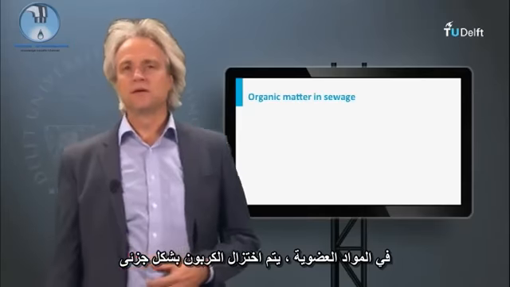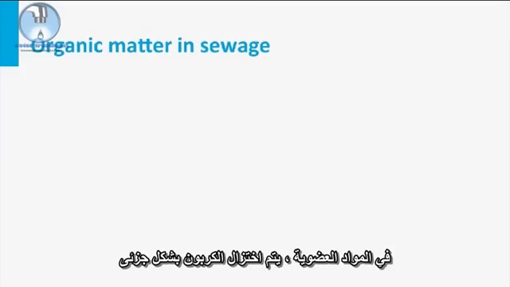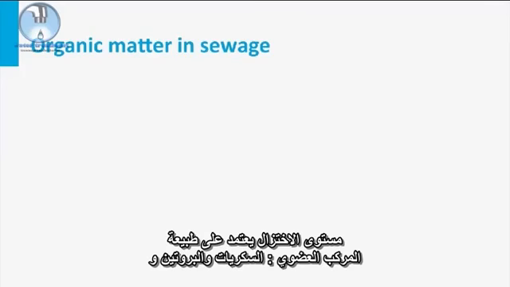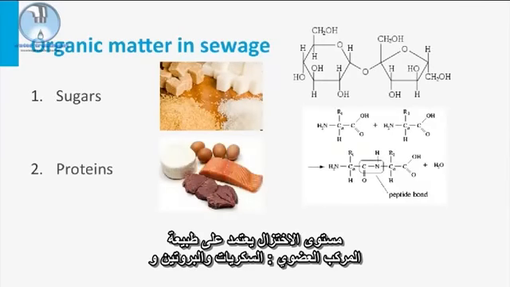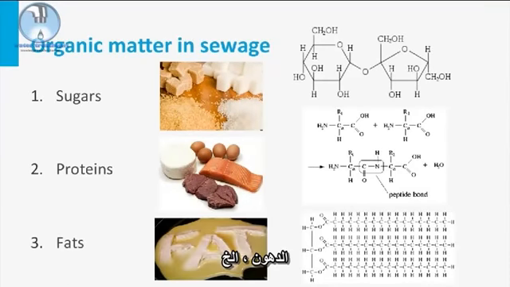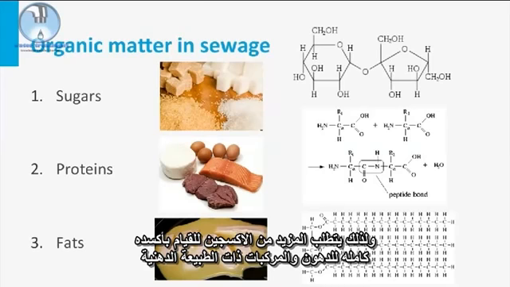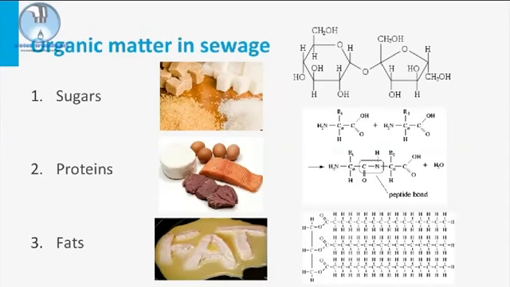In organic matter, the carbon is partly reduced. The level of reduction depends on the nature of the organic compound: sugars, proteins, fats, etc. Fats are most reduced. Therefore, more oxygen is required for the complete oxidation of fats and fat-type compounds.